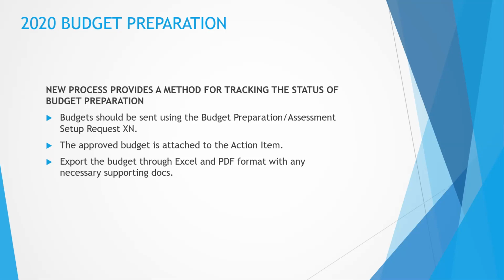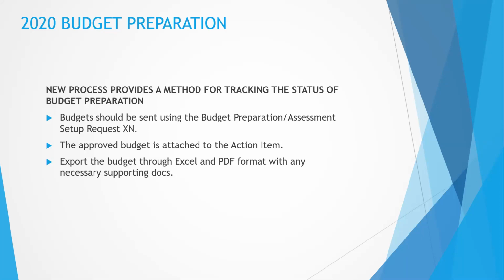So we're going to track the budgets, and we're going to send them to the various parties involved in a budget approval, and we're going to send it for billing setup all through this one action item. It's important to attach the approved budget to the action item.